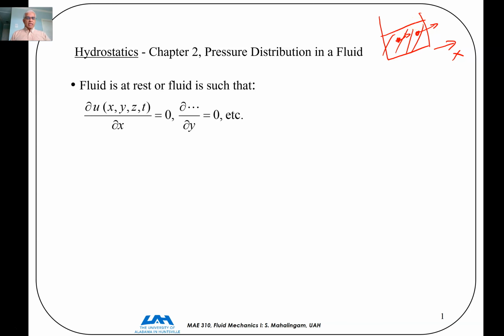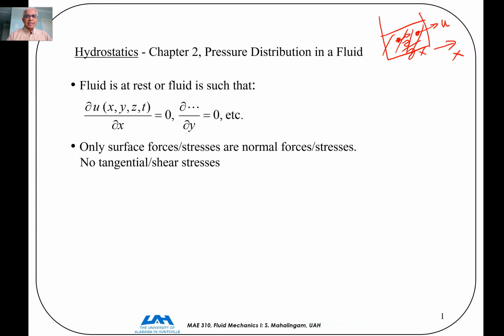they could have velocities at those two locations, except that the difference in velocity, that is the derivative with respect to x of this x component of velocity, is 0, right? And likewise, the derivative with respect to y and the derivative with respect to z of all components of velocity are 0. In other words, there are no velocity gradients that exist anywhere within the fluid, right? So those are the situations under which we can apply the principles of hydrostatics.